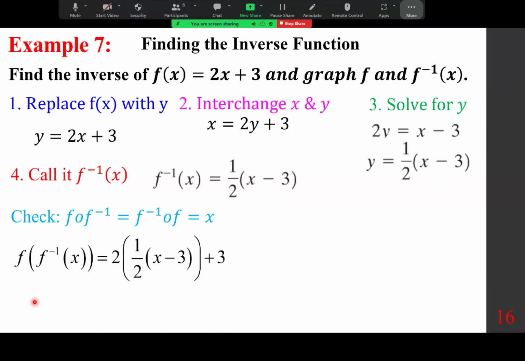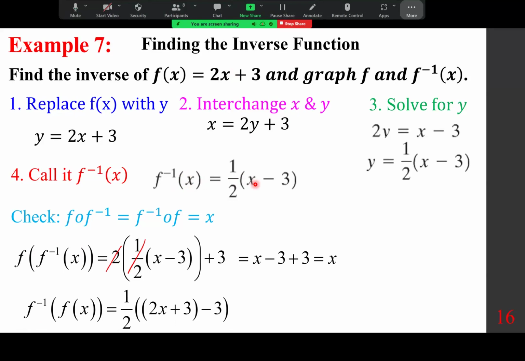When we do that, these two cancel each other. We get x minus 3 plus 3, which is x. Now we're done. We don't have to do f inverse of f, but it's a good practice to do so, which means for f inverse of f, we're going to replace this x with 2x plus 3. When we do that, these two cancel each other, and 1/2 times 2x results in x. So we prove that we are not wrong.